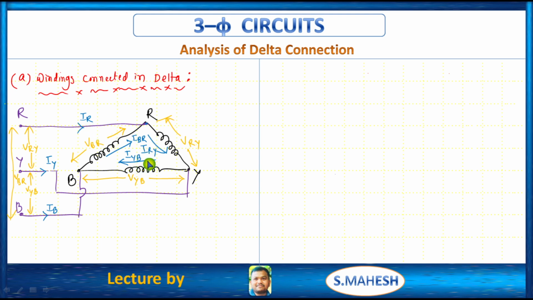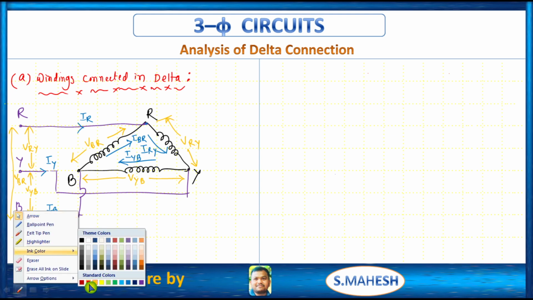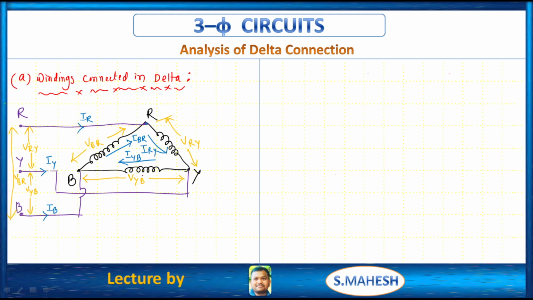Now we have to get the relation between the currents in this delta connection. In case of star connection we derived the relation between voltages, because in star connection voltages are not equal, only currents are equal. But in case of delta connection voltages are equal but currents are not equal, right? So this is the three phase connection diagram of delta.